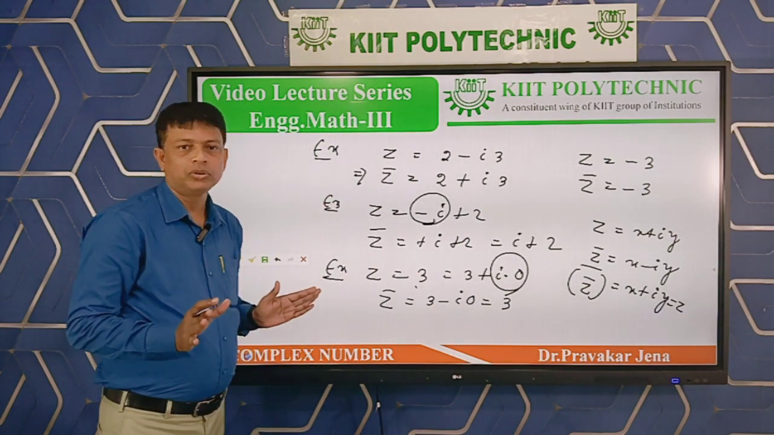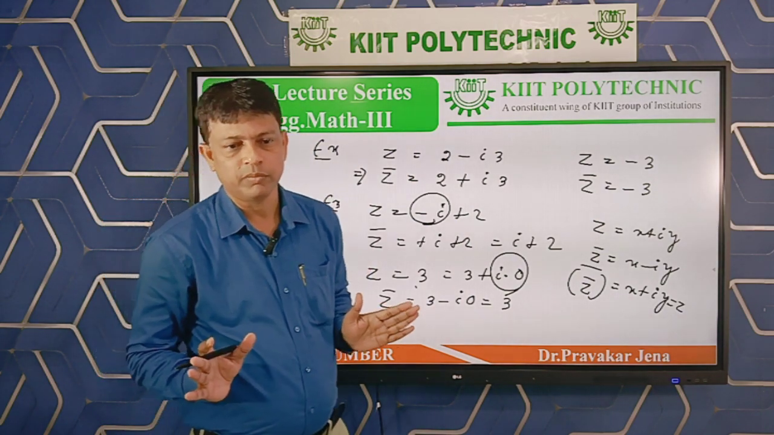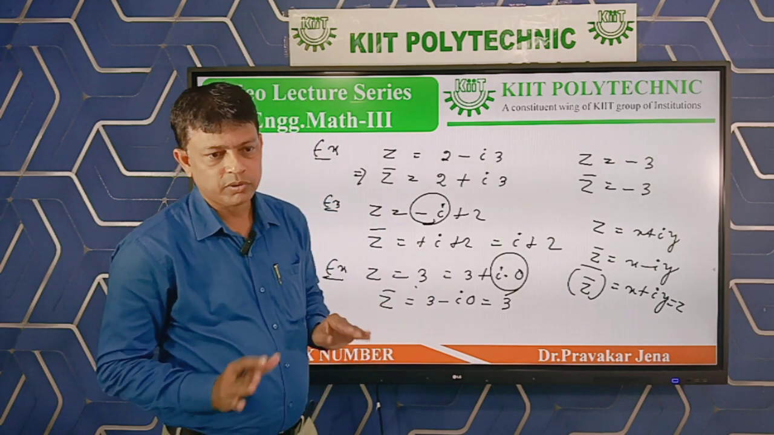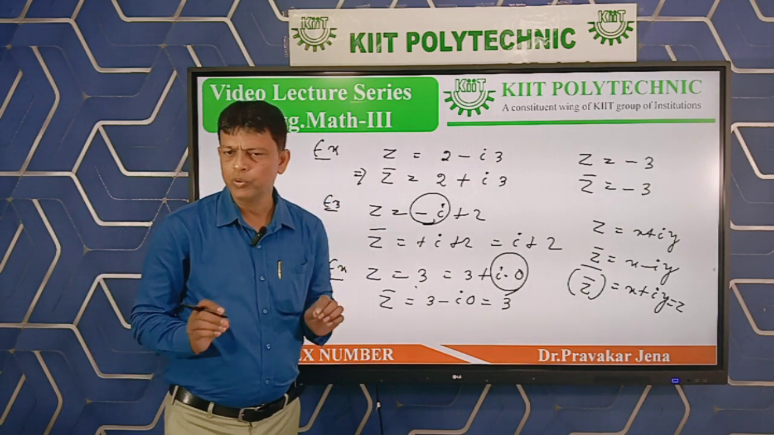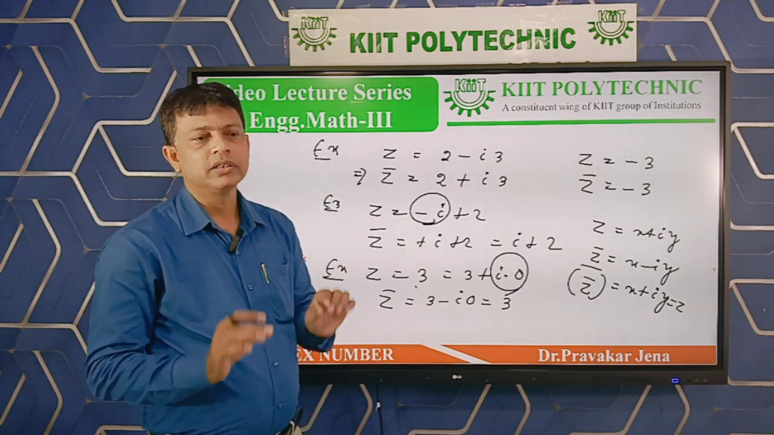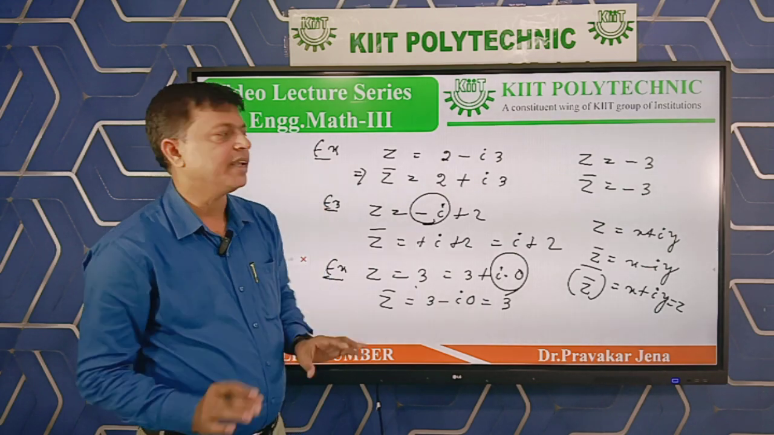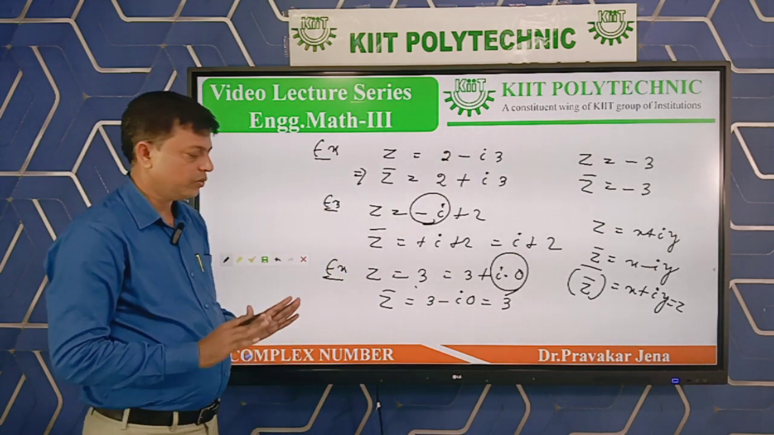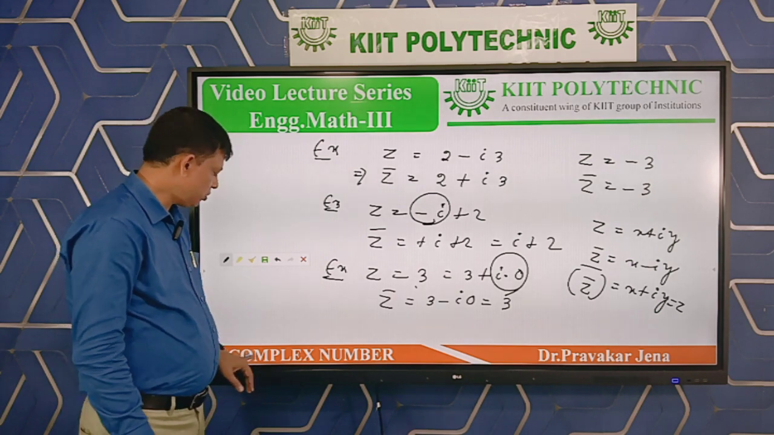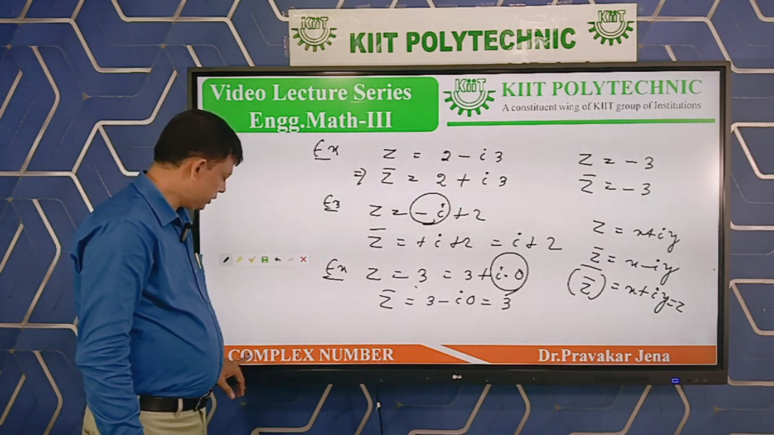So this is about the conjugate of a complex number. Just remember, in a very simple way, you just change the sign before i. Now we'll go for this.